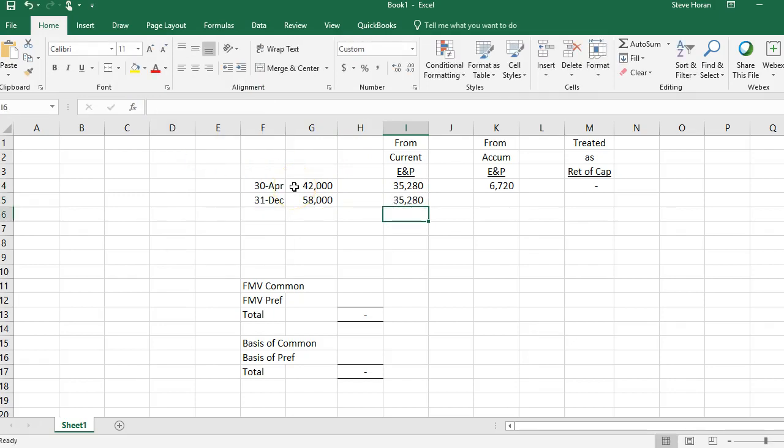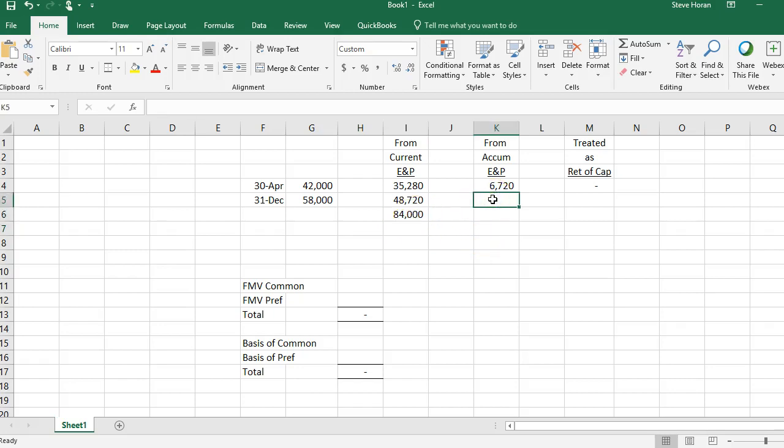Okay, so I'm going to just hit enter on that. Got the same number for now, but this time, instead of this being 42, I'll have it be the 58. And that'll work. Okay, so that's 48,720. The sum of these two is now my 84. So I should just add that up so you see it. Okay, so there's my 84. That's my original E&P.